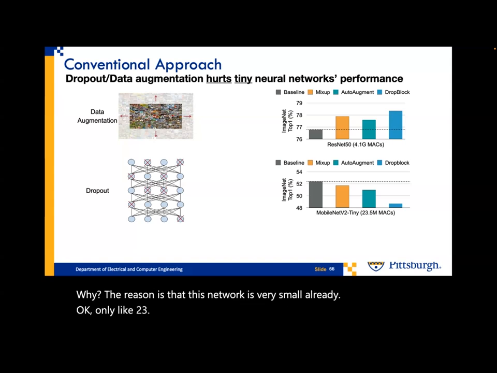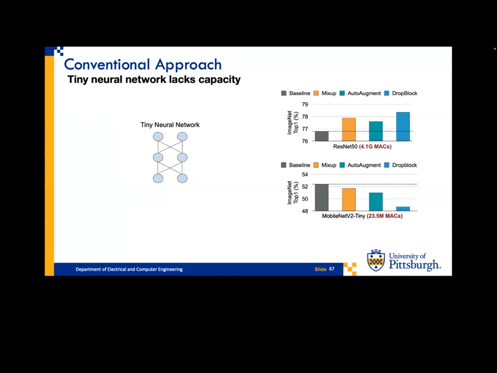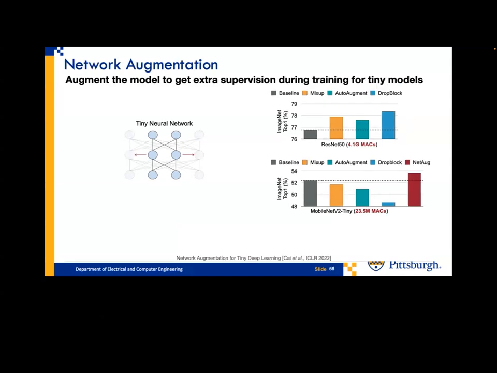And for such a small network, if you are doing data augmentation and dropout, it just cannot memorize all this knowledge. Because it's too small, right? For an elementary school kid, if you want them to learn calculus, it's not going to work. Make sense? So to solve that problem, we have an idea called network augmentation. This one keeps showing you that for this tiny neural network, these are not going to work.